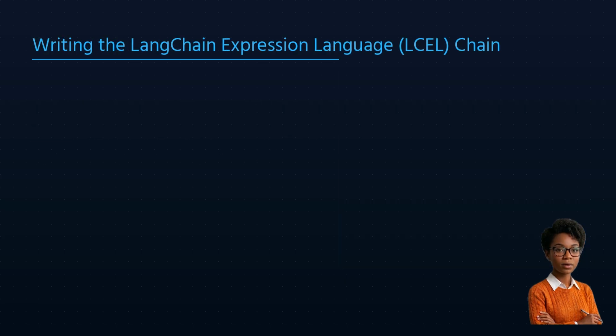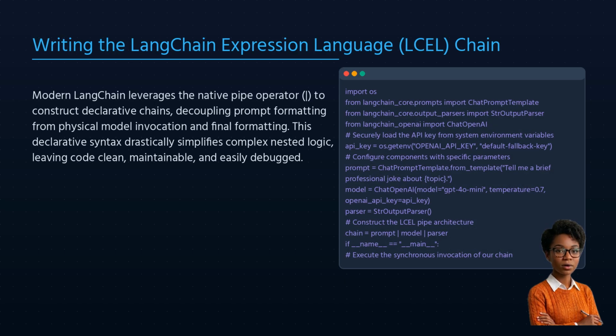Now let's look at the implementation. Here is our clean, production-ready Python script using modern LCEL. Notice how the pipe operator links our prompt, chat model, and string parser into a single execution chain. This clean separation of concerns prevents hard-to-debug integration errors in production.